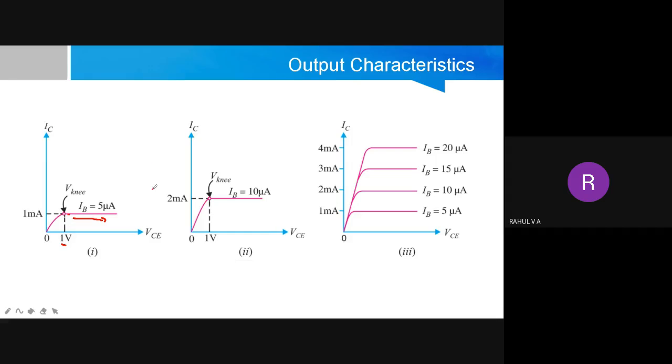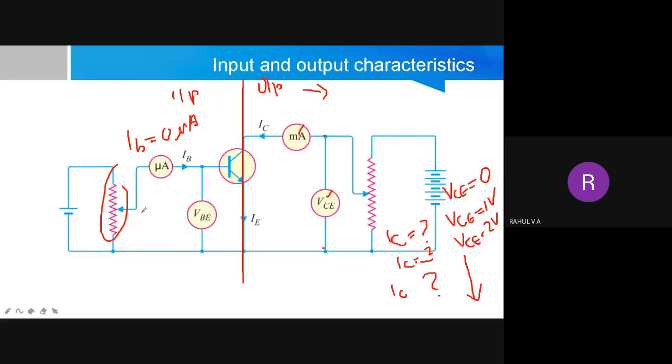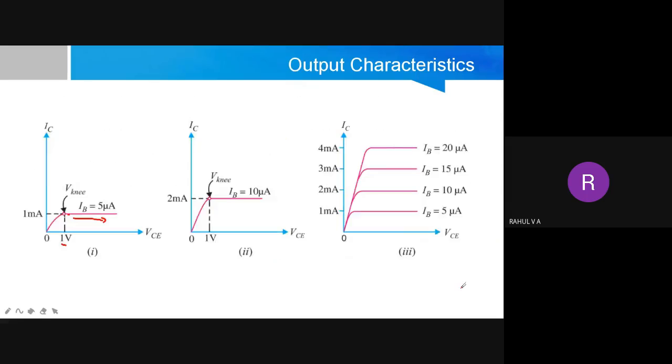Again, what I did is, I went back to the circuit. Initially I was setting 5 microampere. Then I change this IB to 10 microampere. Slowly I do the same procedure. First I keep VCE at 0 and note down the value of IC. Then VCE equal to 1 volt, again note IC. VCE equal to 2 volt, again note IC. I keep on increasing VCE, and every time I note down IC. So I get a second plot like this.